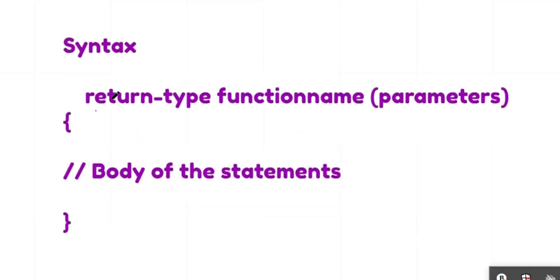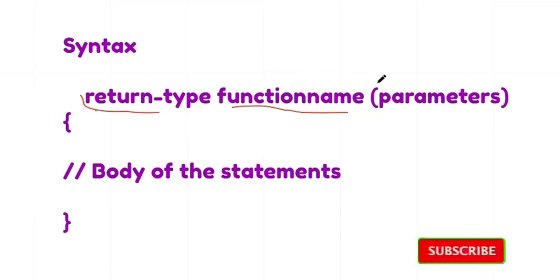Now let us have a look at the syntax of how to define a function in C++. Here is the syntax. The function syntax will start with the return type. Return type is nothing but a function may return a value. So the return type is the data type of the value the function returns. Then the next one is the function name. Function name is nothing but the name of the function. This is going to be a user-defined function, so it can be anything.